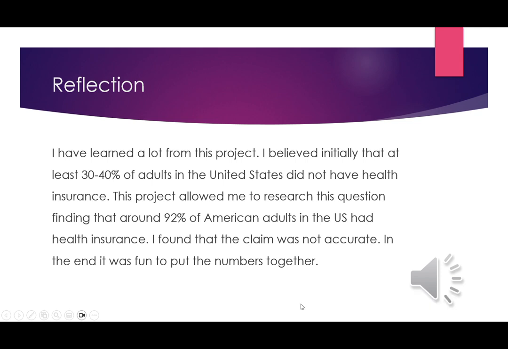I have learned a lot from this project. I believed initially that at least 30 to 40% of adults in the US did not have health insurance. This project allowed me to research this question, finding that around 92% of Americans in the US had health insurance. I found that the claim was not as accurate, and in the end, it was fun to put the numbers together.